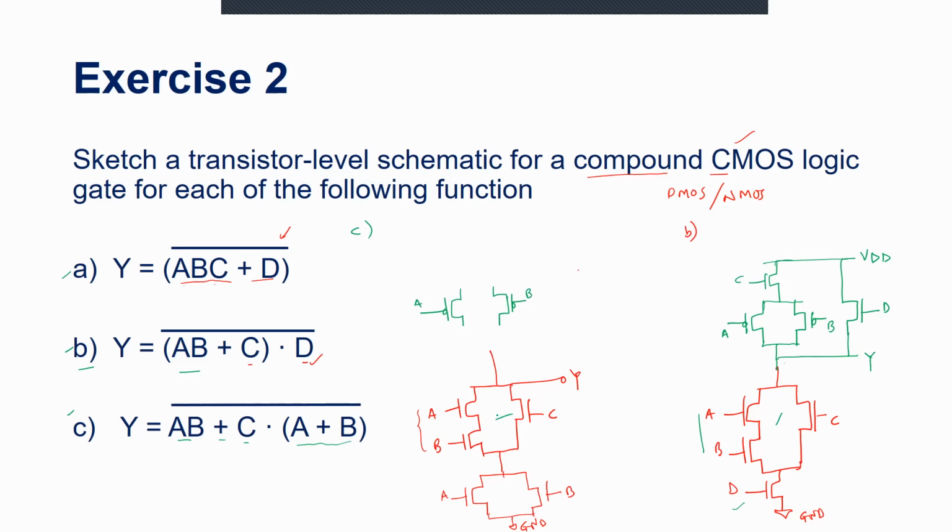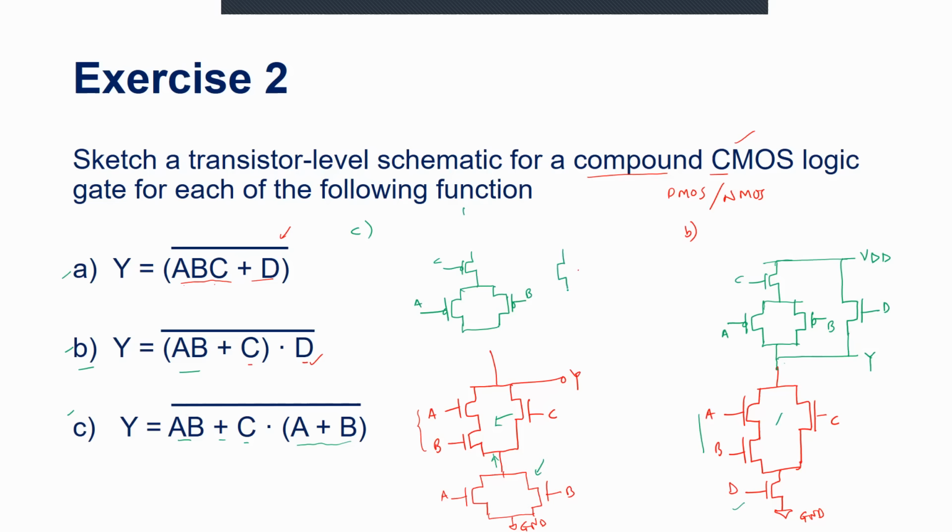Now C was in parallel with this. So C comes in series here. Let's say I have C over here. Now there is an OR function of A and B that comes in series with this above network. So I will draw A and B in series, and that will come in parallel with this network.